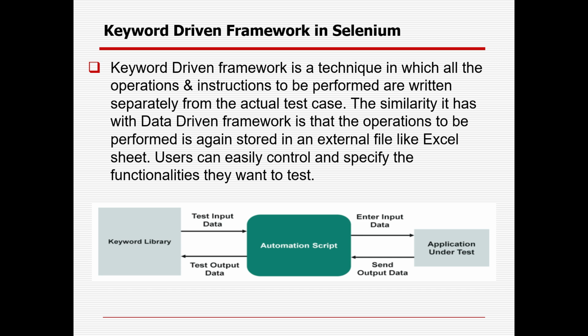The similarity it has with the data driven framework is that the operations to be performed are again stored in some external file like an Excel sheet. The user can easily control and specify the functionality they want to test. If you want to understand the diagram, you could see all the keywords or actions will be placed in some external source, and your automation script will be there, and with the help of the automation script you will be interacting with the AUT. So your keyword library, all the keyword calls, actions or operations, will be stored in a different entity, maybe an Excel sheet, and you will interact with the actual test through the automation script.